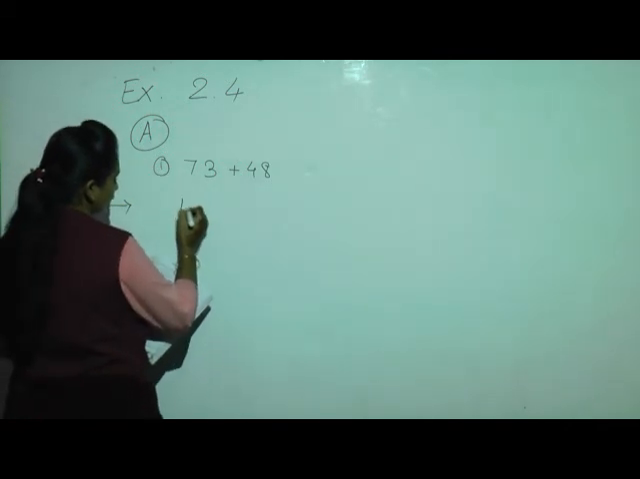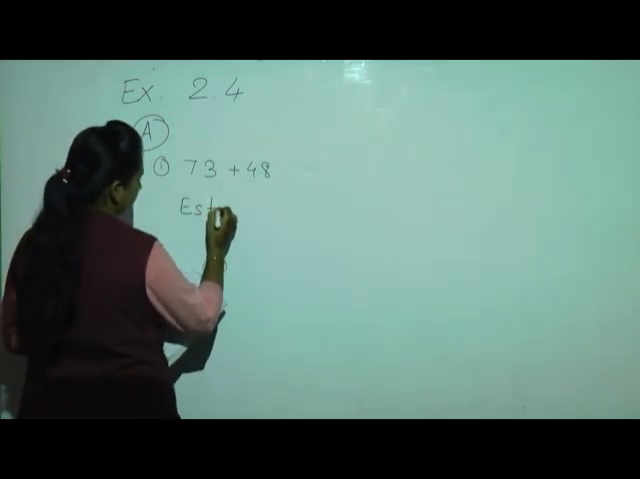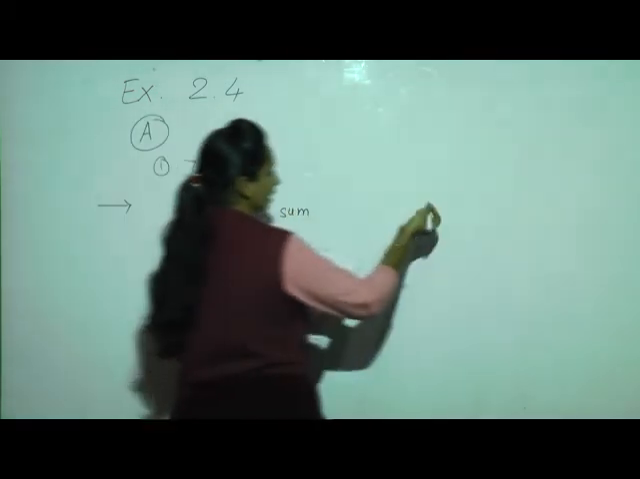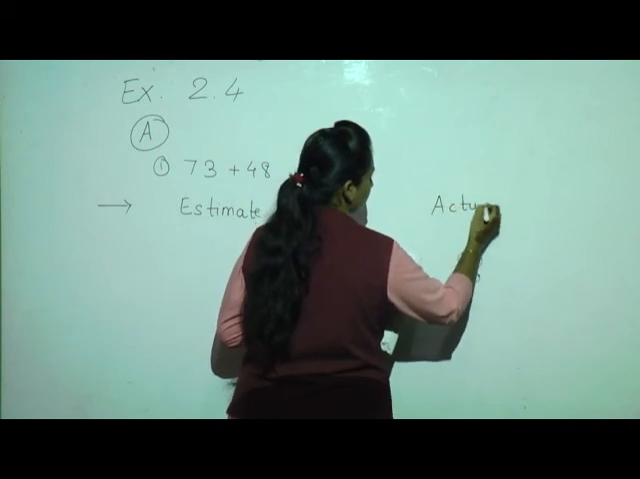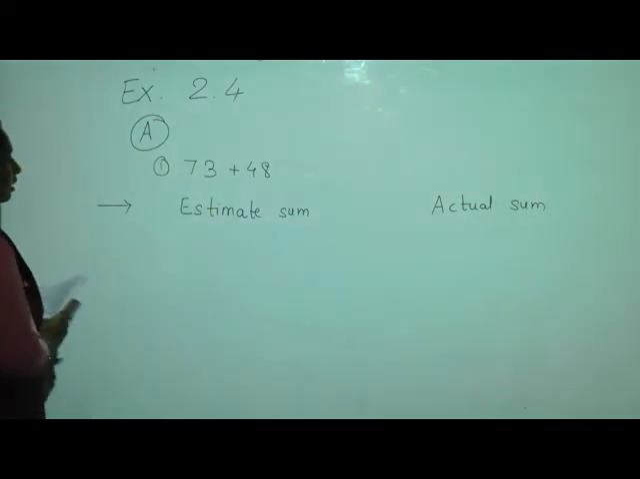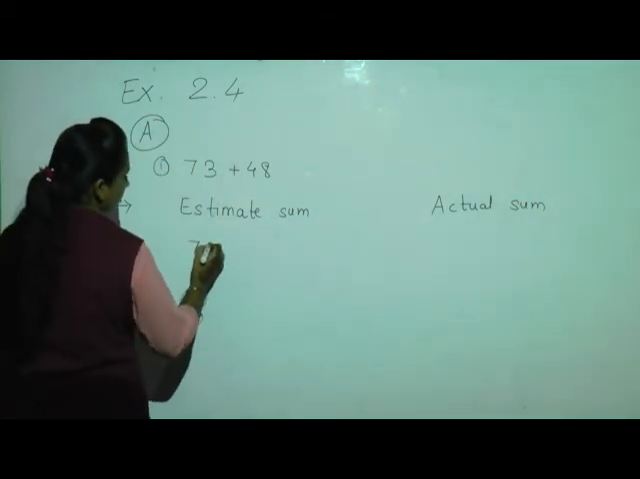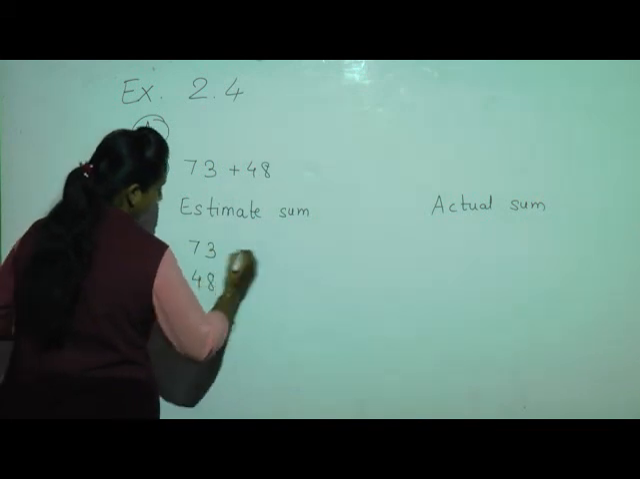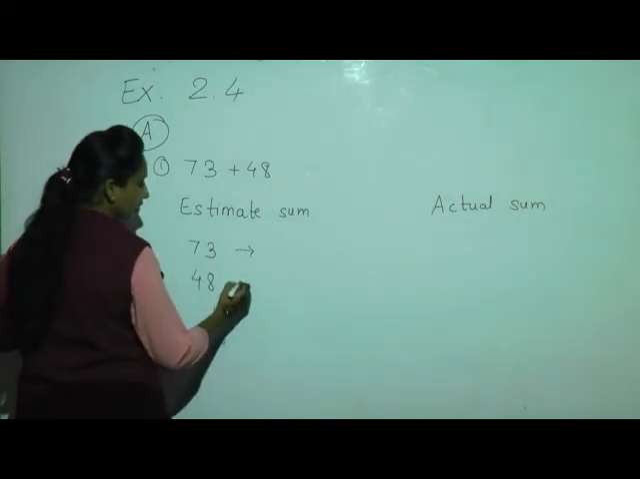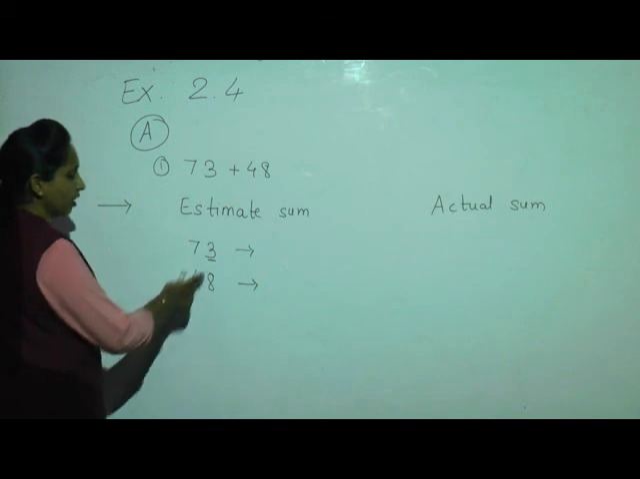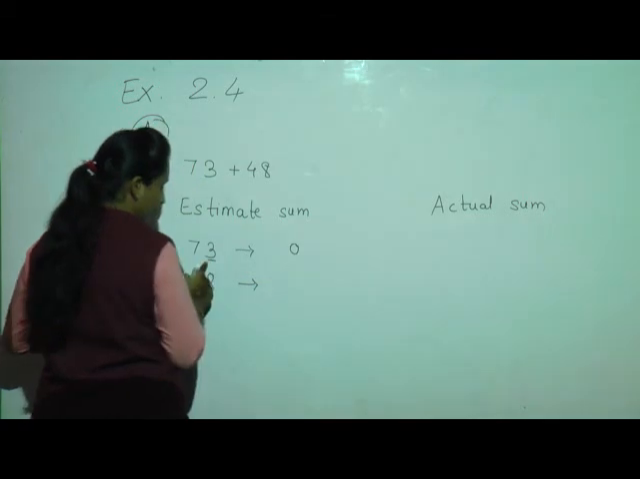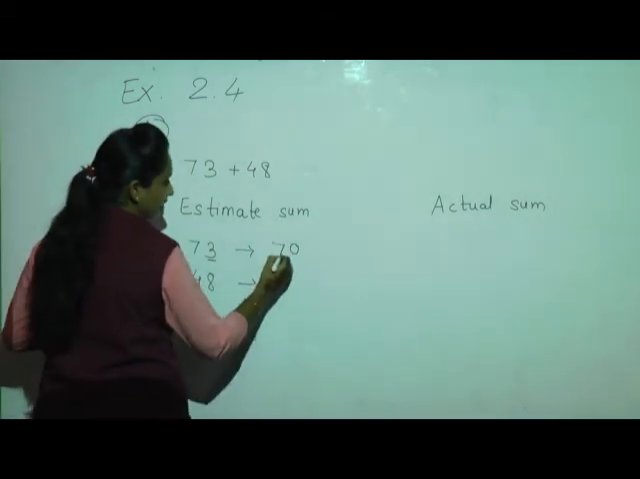Okay. So first we have to find out the estimate sum, that is nearest 10. So what you will do here, you will write estimate sum, and beside that you will write actual sum. Now see, the numbers are 73 and 48. Now we have to find the nearest tens of these two numbers. So whenever we are doing nearest tens, underline the ones place. What is there on ones place? 3. If it is 4 or less than 4, place the 0 at ones place without changing the tens place.